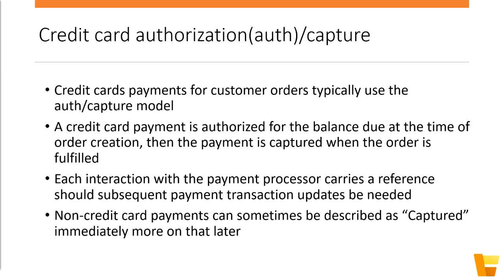So each time we're calling out to a processor, there's typically a reference associated with that. What that reference can be used for is a lot of things, but normally if a request is made to a processor and then we need to reference that request later on, we'll use this reference to call the processor and say, hey, I'd like to perform a refund for the transaction with this reference number. We'll talk more about how references are used later.